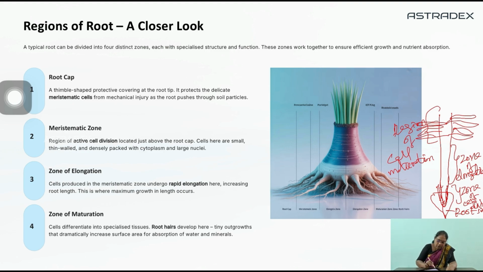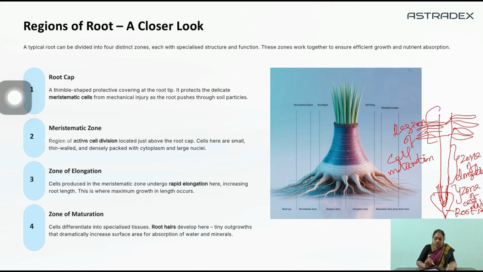Already you know. Then the zone of elongation. The zone of elongation is present above the meristematic region. So cells produced in the meristematic region undergo elongation, so the root increases in length. Maximum growth in length takes place in this elongation region, students.